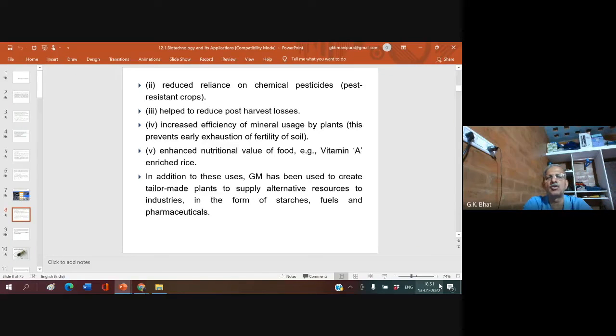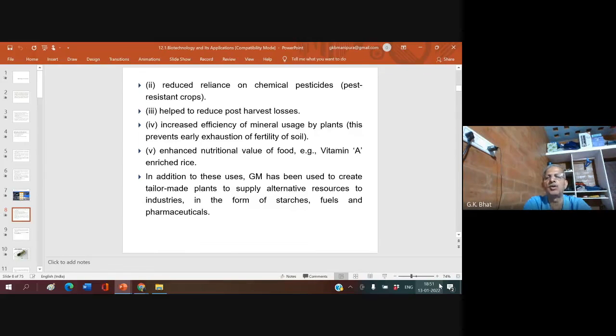So this is what biotechnology and its application help to do: reduce the post-harvest losses, and increase the efficiency of mineral usage by plants. This prevents early exhaustion of fertility of soil. Now, what is happening? Because of usage of fertilizer day in and day out, repeated use of inorganic fertilizer every year for every crop, many times in a year, the fertility of the soil is getting lost. Unless you put this inorganic fertilizer in that particular soil, you cannot grow anything because there is no rejuvenation of the soil. Soil is providing only support to the plant and nothing else. Nutrients you have to provide. It is only providing anchorage to the plants.